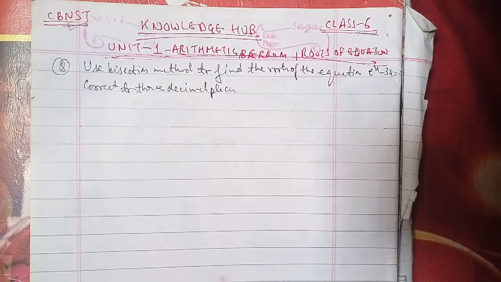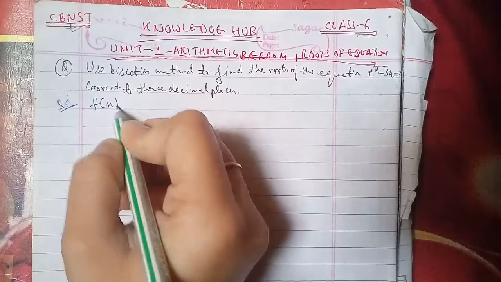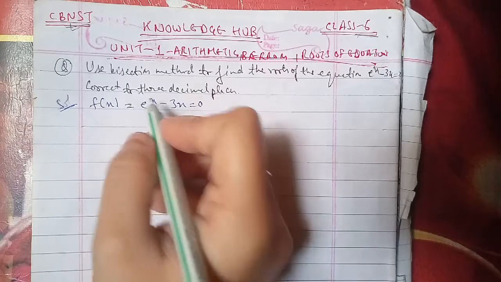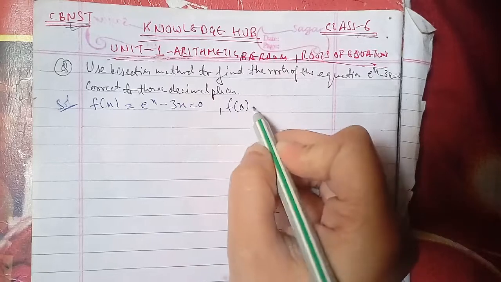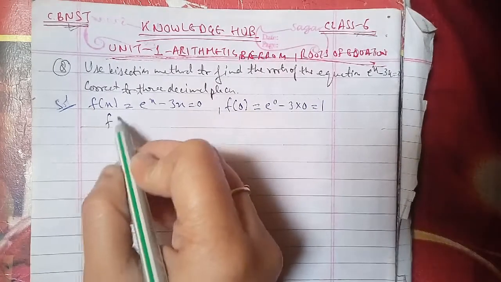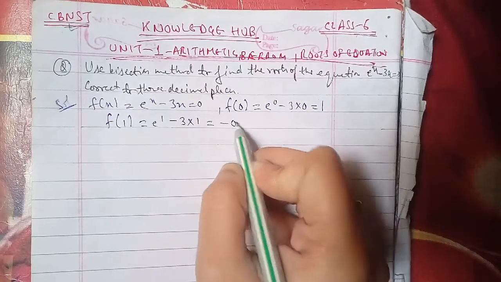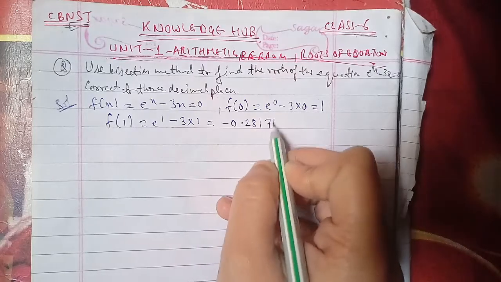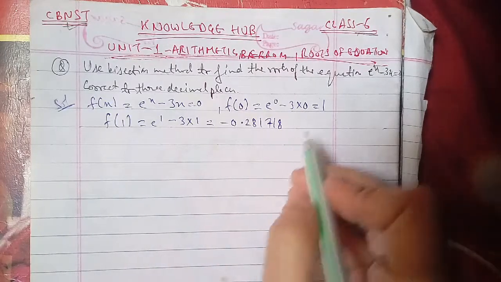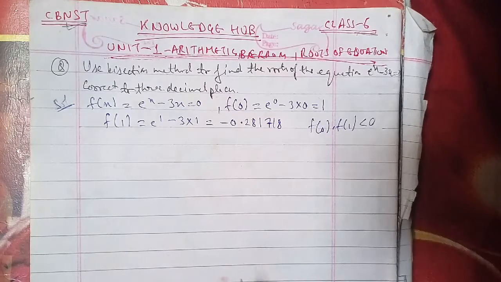Here we have f(x) equals e to the power x minus 3x. To establish an initial interval, we put x equals 0, so f(0) equals e to the power 0 minus 3 into 0, which equals 1. Then we put 1: e to the power 1 minus 3 into 1, which equals minus 0.281718. Here you have to note, as I told you in the last class, that f(0) times f(1) is less than 0. Hence the root lies in (a, b) equals (0, 1).